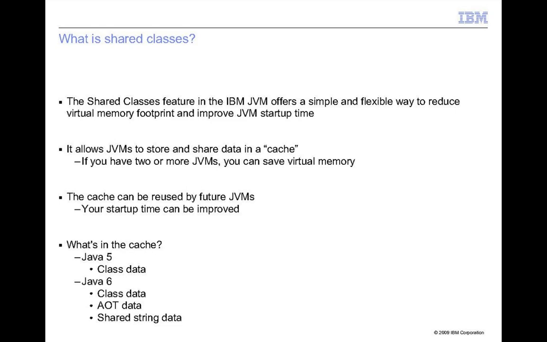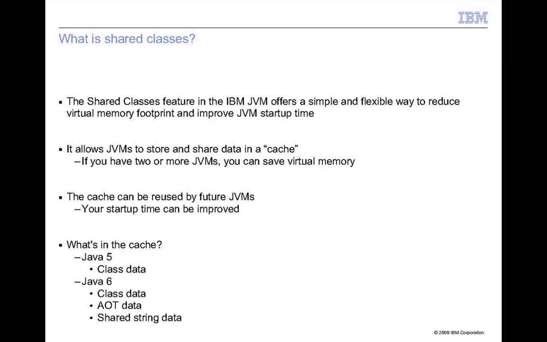We store various different types of data inside this cache. In Java 5, the first IBM Java release to feature the shared classes technology, we stored just class data inside the cache. This already gave substantial performance and memory footprint improvements because modern Java applications typically load many, many thousands of classes, and being able to share that data was a big win.